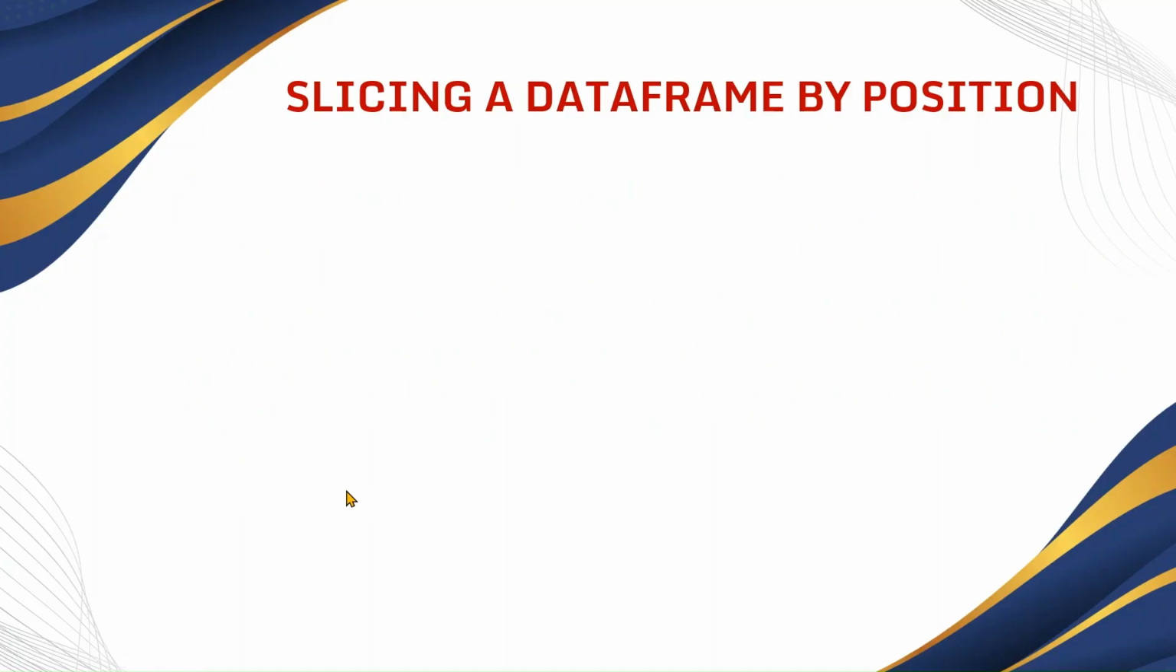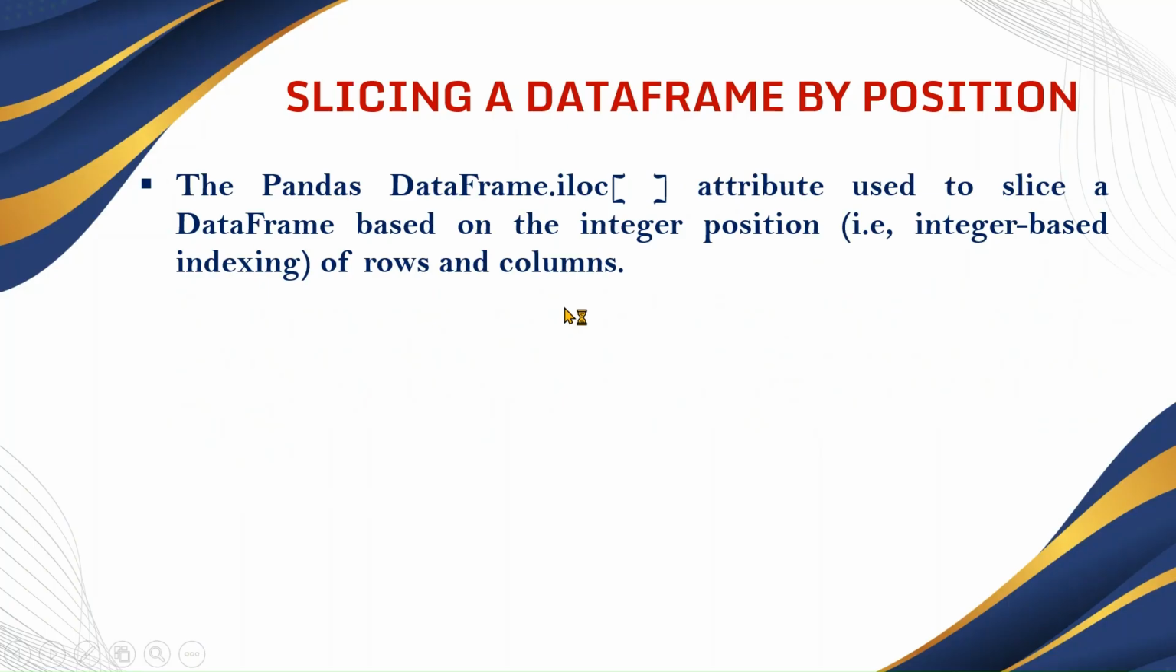Now coming forward to the next one, slicing a data frame by position. The position is nothing but index based. So the pandas data frame dot iloc, you can see here. The data frame reference you need to take dot iloc, the index based location attribute used to slice a data frame based on the integer position of rows and columns. When you talk about the data frame, we have rows and columns. Rows have index numbers like 0, 1, 2, 3, 4 till n-1, and columns also have index numbers 0, 1, 2, 3, 4 like that.